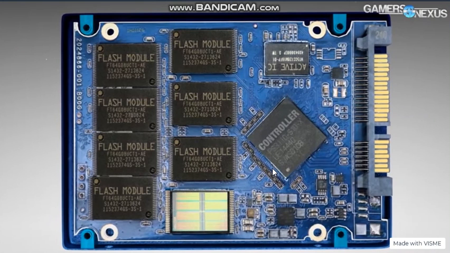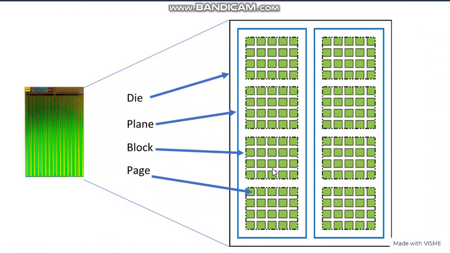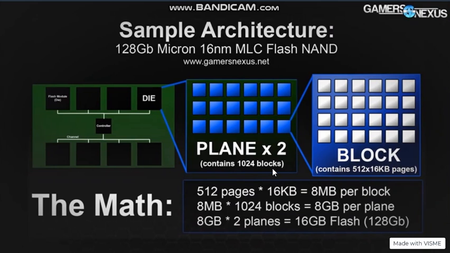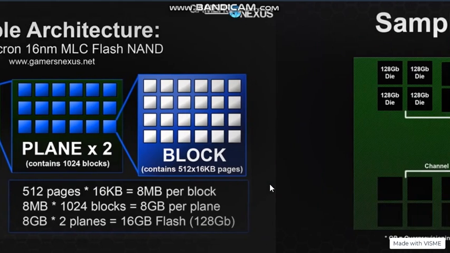So if we look inside, we can see that all SSDs consist of flash modules and controllers. Each flash module in turn consists of a die, plane, block, and page. Each die consists of 2 planes, and each plane contains 1024 blocks. Then each block consists of 512 pages, and each page is 16 kilobytes in size. If you do some math there, we can calculate the memory storage of one die. So let's move to the next part.